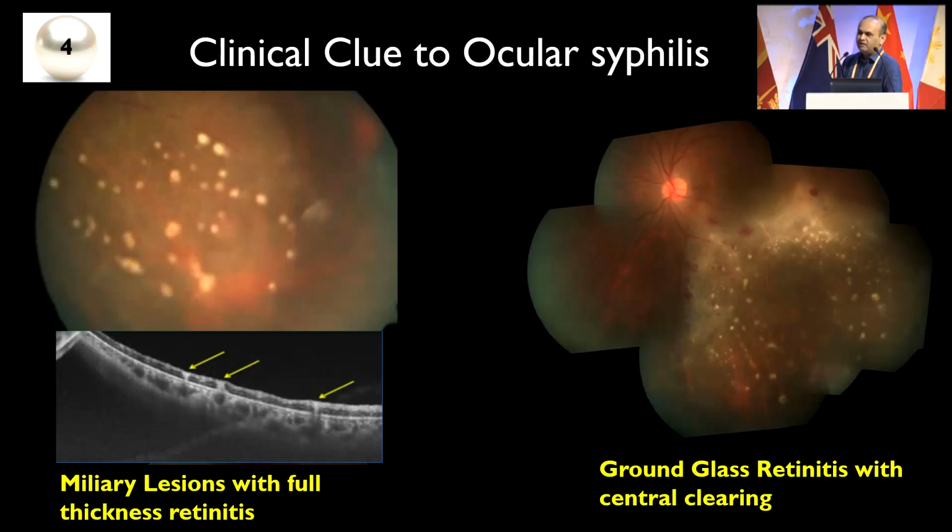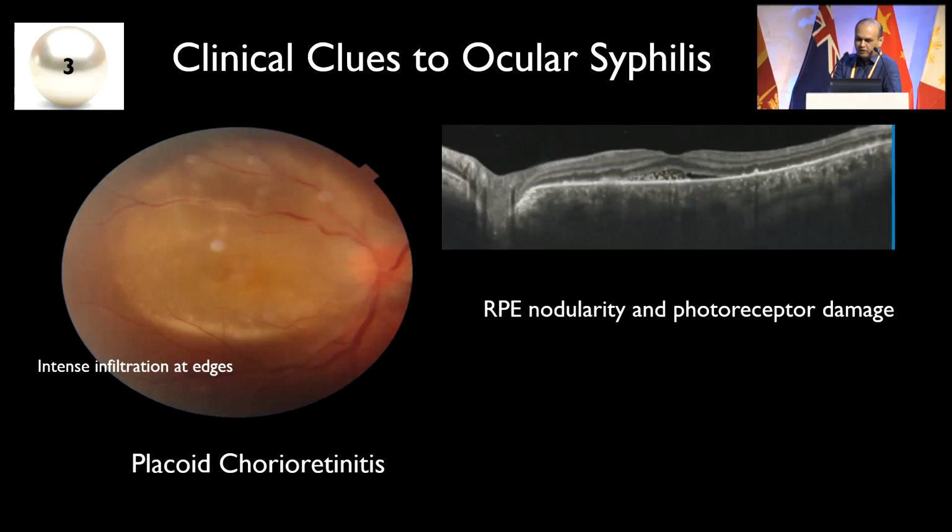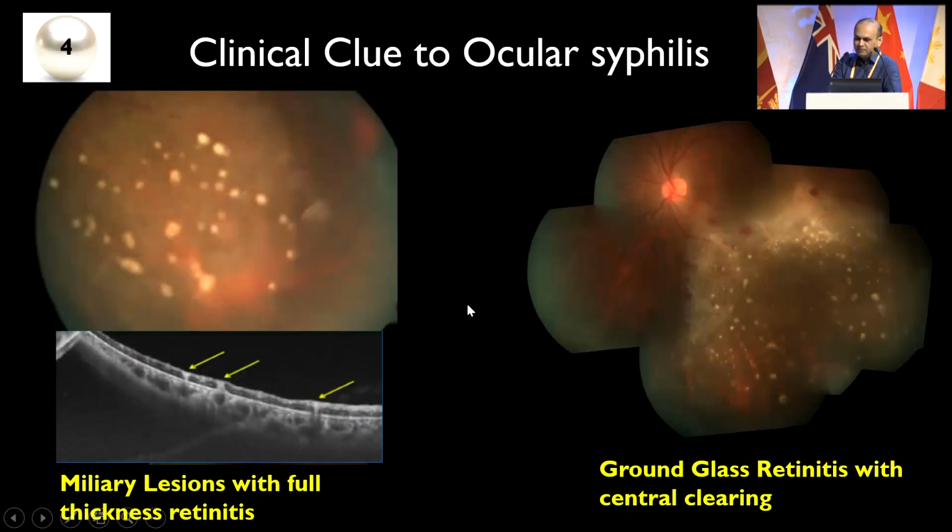So first thing, remember the clinical patterns. If you see this placoid chorioretinitis and RPE nodularity on OCT, if you see these multiple miliary lesions or a ground glass retinitis, these are clues to syphilis. Get your patient tested for TPHA. If that comes positive, then you are on the right track.